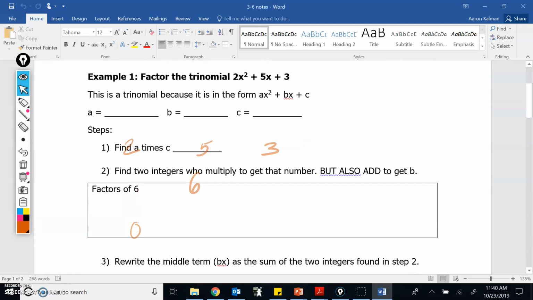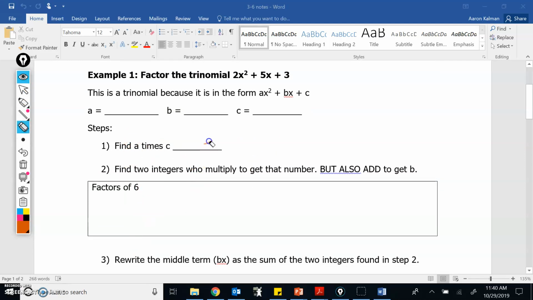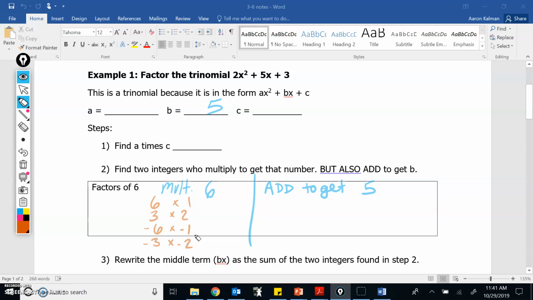Let me scroll down so we can get this done. I'm going to make my chart again. I want numbers that multiply to get a positive 6, but at the same time add to get the b value. This b value was positive 5. So let's list numbers that multiply to get 6. 6 times 1, 3 times 2. Do not forget about the negatives. Negative 6 times negative 1. Negative 3 times negative 2. But which one of those adds to get 5? It's this one right here, 3 and 2.